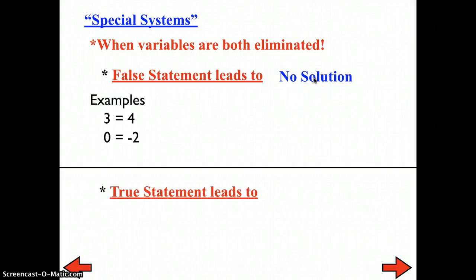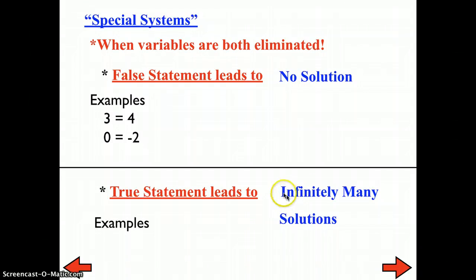Then, what happens if you have a true statement? Well, then your answer will be infinitely many solutions. So let me give you a couple examples.